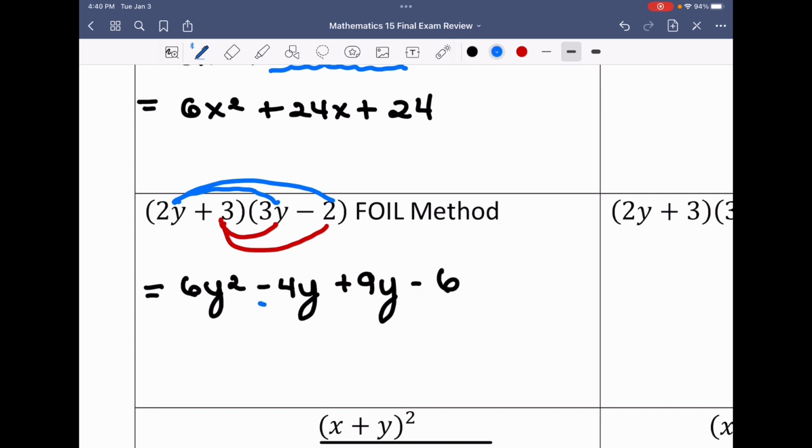Yet again, I see these two terms in the middle that are like terms. When I put them together, I should get 6y squared, negative 4y plus 9y. The positives are greater than the negatives. This becomes 5y, and then minus 6. There we go. So we've expanded these brackets. When we talk about multiplying binomials together, what are we doing? We're expanding them to create some form of polynomial that's simplified.